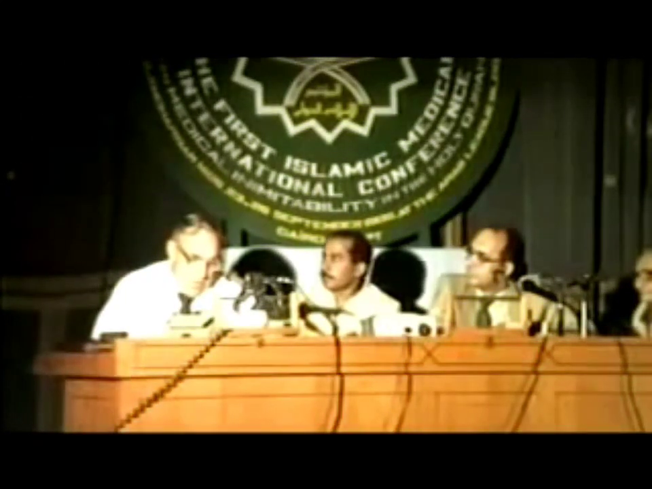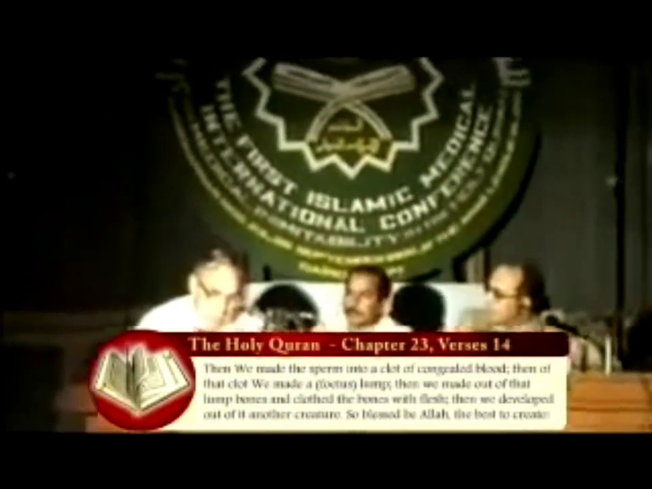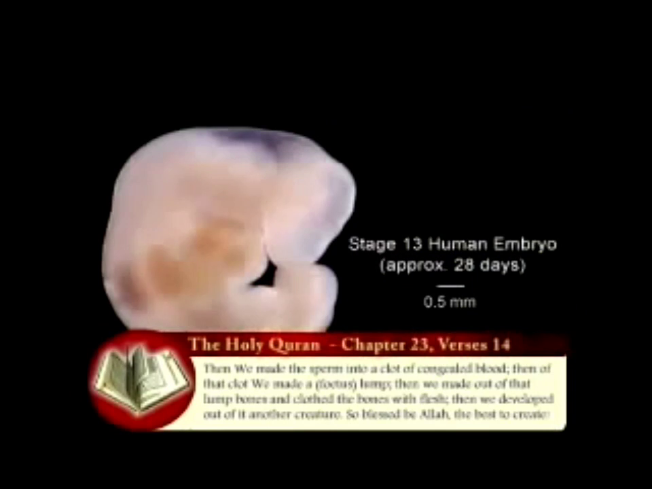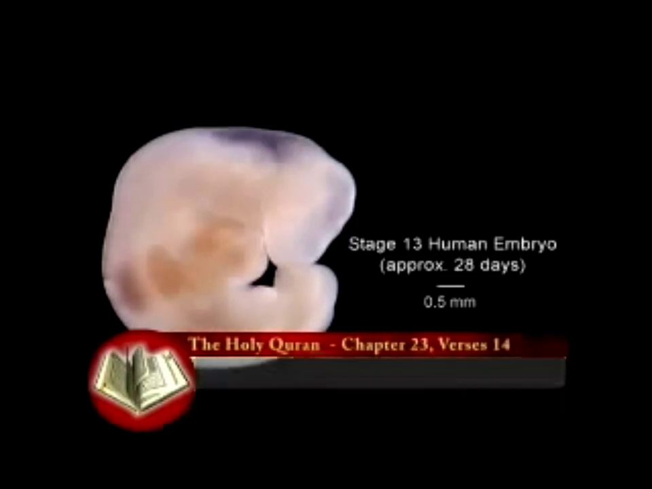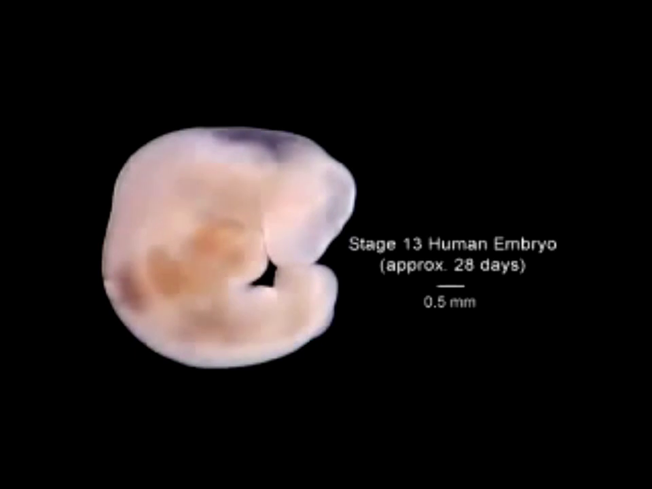This is the Mudga stage, from Surah Al-Mu'minun, Ayah 1 to 14, and I repeated that before. Then we created the drop into a leech-like structure. Then of that leech-like structure, we made a chewed-like substance, which you can see here, and begins during the 6th week.